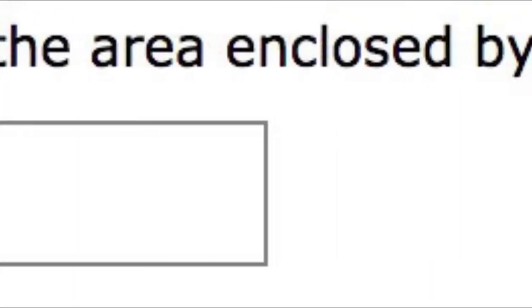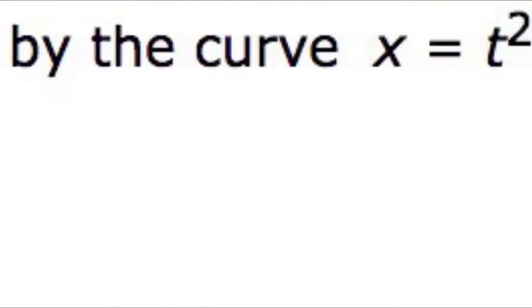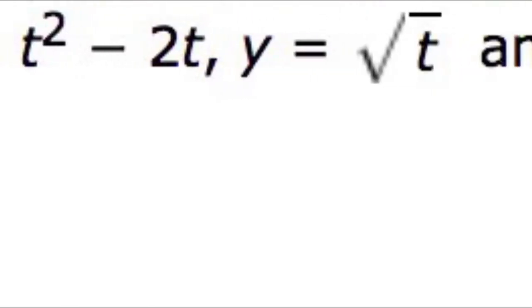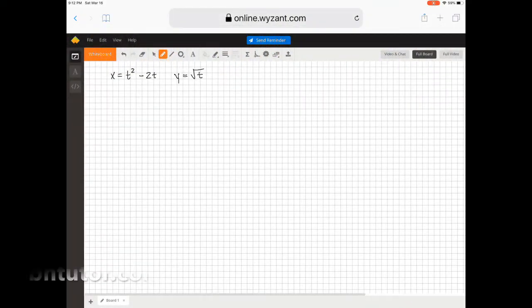This problem asks us to find the area enclosed by a parametric curve and the y-axis. The parametric curve is defined as x equals t squared minus 2t and y equals the square root of t. The first thing we'd like to do is to get the t out of the middle of this equation.